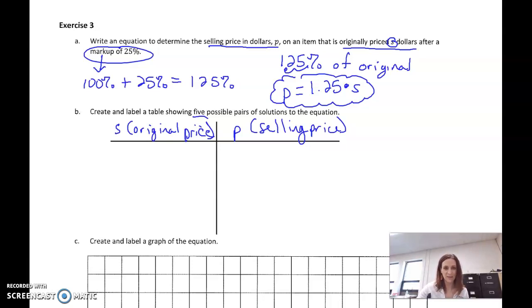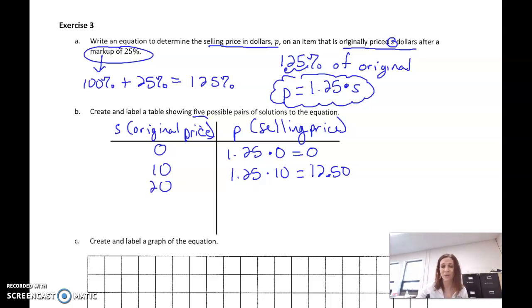If the original price is $0, what's 1.25 times 0? 0. I'm sorry, if the original price is $10, I go 1.25 times 10, and that's $12.50, right? 12.5, but it's money. You can pick whatever you want. Just to make things easy for graphing, because you see a graph down here, I'm going to do 20. $1.25 times 20. That becomes $25. And these numbers, I'm just picking these and multiplying them.